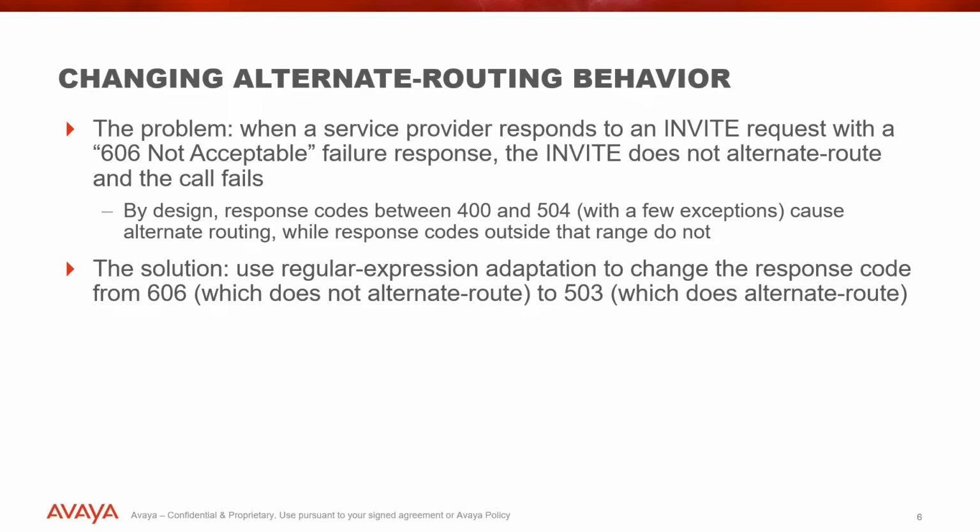But you can go beyond 5 if you really want to. Okay, so the alternate routing problem we've got here. The solution: you can use regular expression adaptation to change the response code from 606, which doesn't alternate route, to 503, which does alternate route. So let's do a quick review of alternate routing.